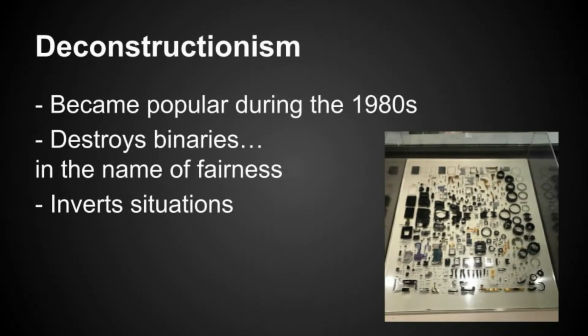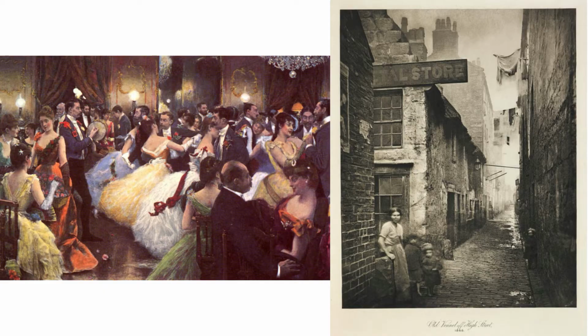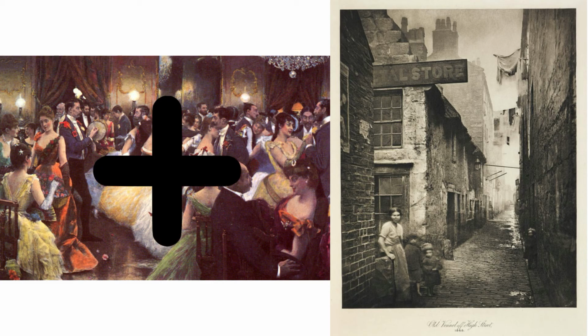And then we have deconstructionism. So deconstruction is way too complicated for me to explain in a couple of minutes here, but basically it is the opposite of new criticism. It's seeking to destroy binaries in the name of fairness and invert situations. For instance, when we talk about binaries, there's always one word that has a positive connotation as opposed to a negative connotation. And it changes depending on who's thinking of these words. But if you think up and down, up positive, down negative, right and left, right positive, left negative. Why is that? Most people are right-handed.